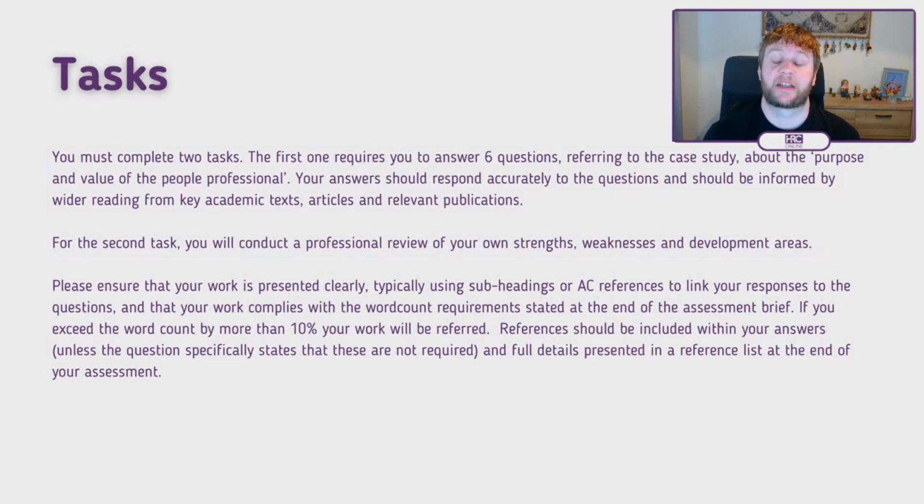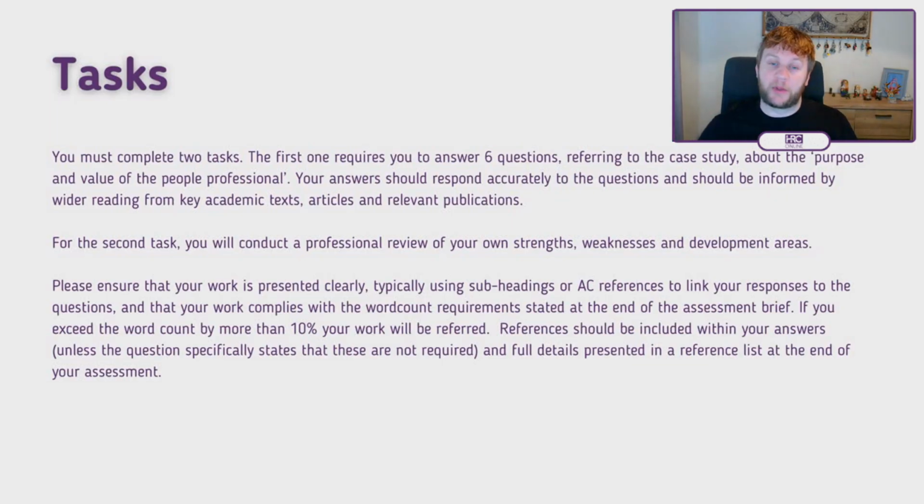To ensure that your work is presented clearly, typically use subheadings or AC references to link your response to the questions. So what they mean by that is you write AC 1.1 and then you write your script underneath, AC 1.2 and everything underneath. If you've exceeded the word count by more than 10%, your work will be referred.